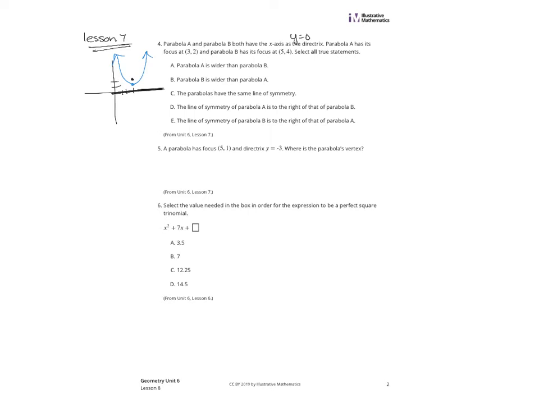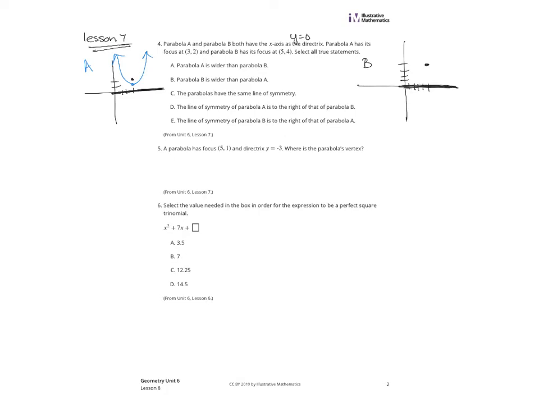So now I'm going to look at my sketch of B. So this was A over here. B, it's telling me it has a focus at 5, 4. So 1, 2, 3, 4, 5. 1, 2, 3, 4. And the directrix is still the x-axis. Okay.